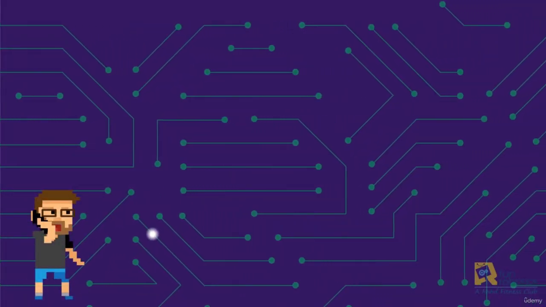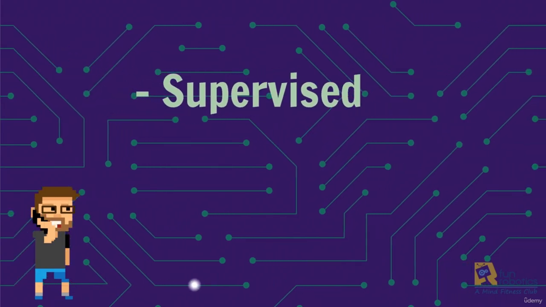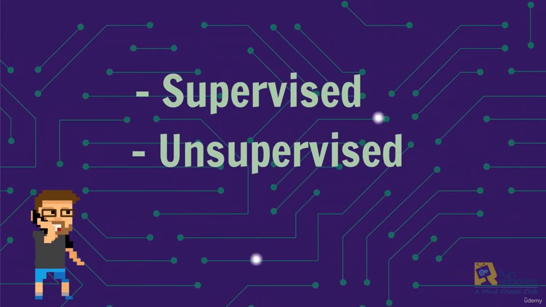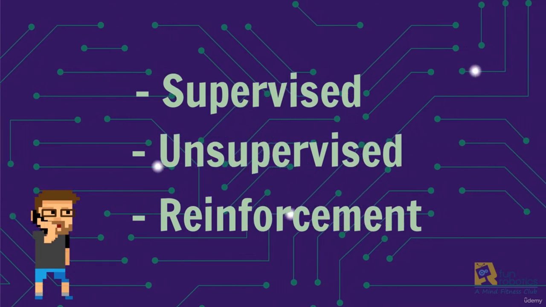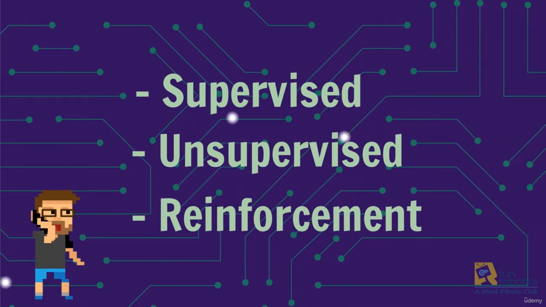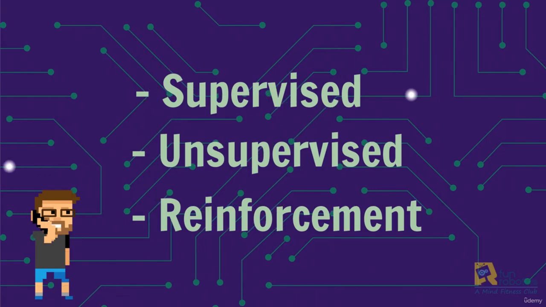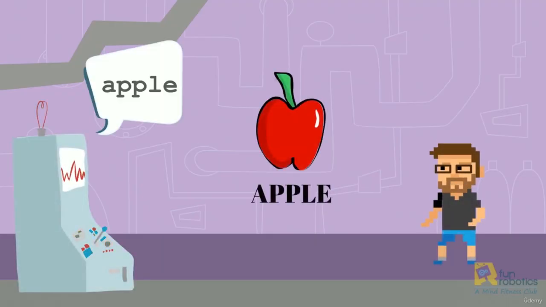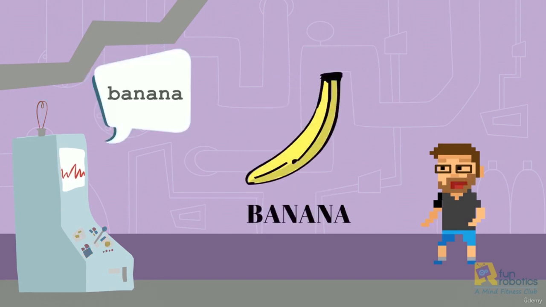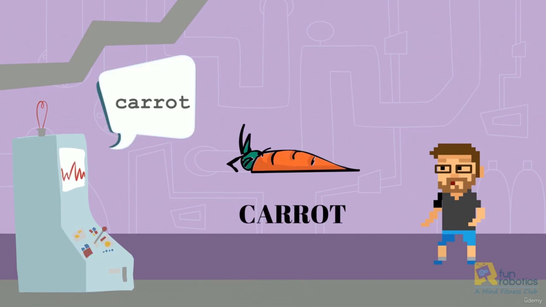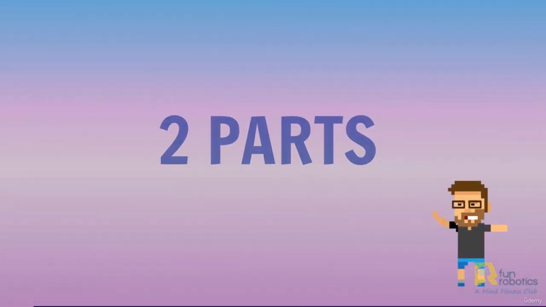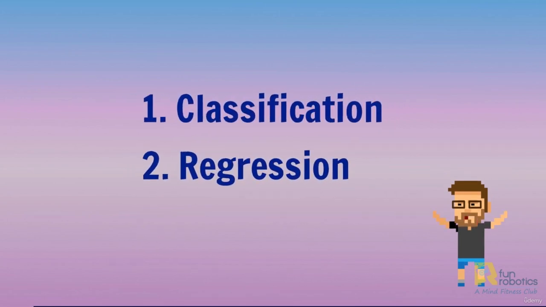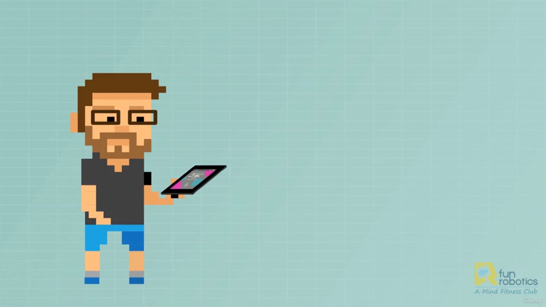We can classify machine learning into three main categories: supervised, unsupervised, and reinforcement. You will cover these categories in depth in the next course, but for now we will talk about supervised learning. Supervised basically means that our machine learning model is going to learn using data which is labeled. That means the data is already tagged with the correct answer. Supervised learning can be divided into two main parts: classification and regression.